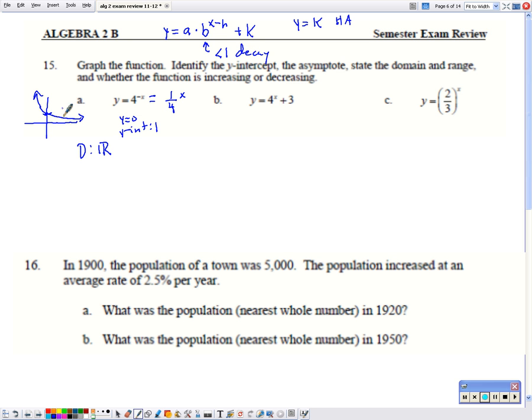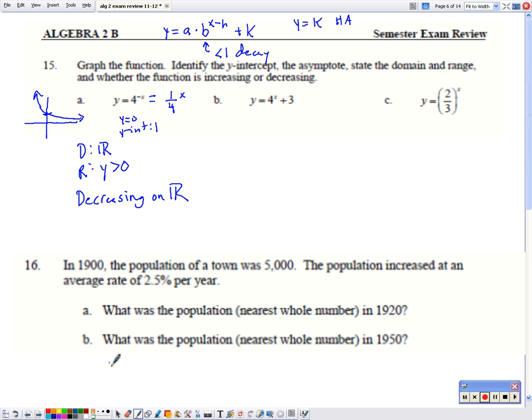The range is going to be everything above 0 because the graph comes down and runs against the asymptote. So it's going to be y is greater than 0. Is the function increasing or decreasing? It is decreasing because it is a decay graph. And we want to also know that it is decreasing on the interval of all real numbers.